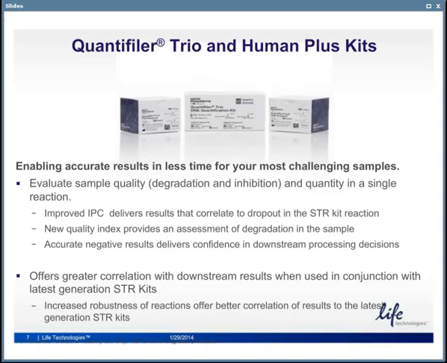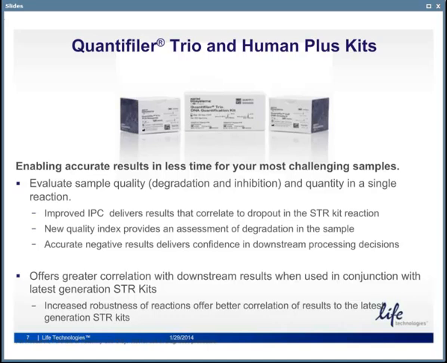So our newest DNA quantification kits are Quantifiler Trio and Quantifiler Human Plus, or HP for short. These two kits are identical with one exception. The Trio kit contains a Y marker, while the HP kit does not. These kits were designed to give you accurate results more quickly with challenging samples.